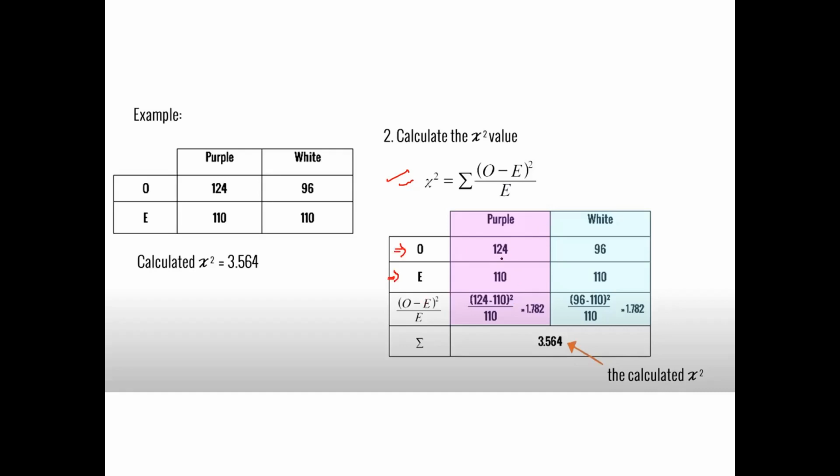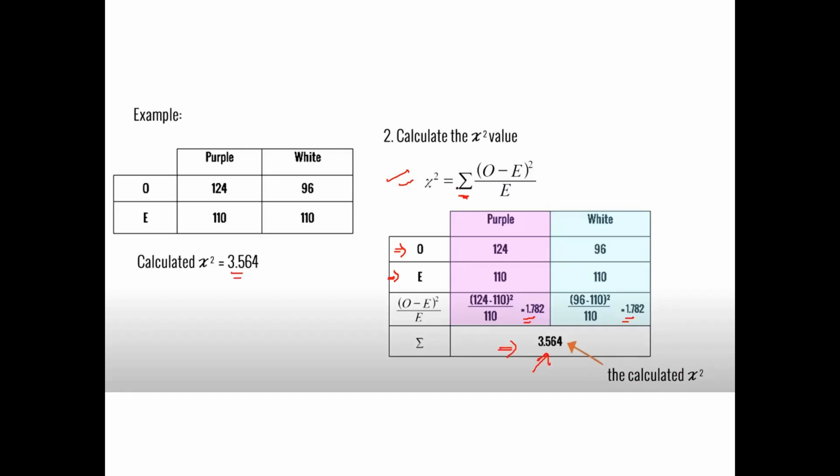For example, 124 minus 110 gives you 14. So you work out the square of 14. Okay, you divide by the expected value, right? And you get one value. Then you do the same for the white. You get another value. And finally, the formula states that it's summation of all these values. Summation means we add them up, right? So you add both these values, 1.782 and 1.782, and you are getting this value. This is your calculated chi-squared value, right? This is a calculated value.